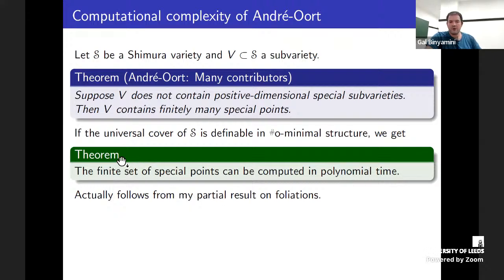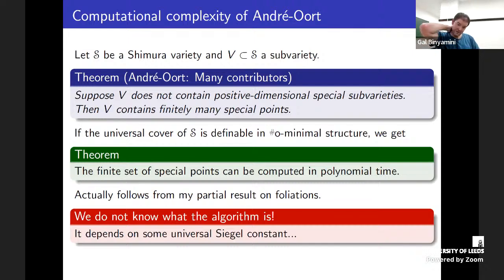This is a consequence of this conjecture, but actually it follows already from my partial results on foliations. Even though this result on foliations doesn't prove sharp o-minimality, if you look at what is needed in order to apply it in this context, it does prove what is needed. So this result on foliations, in each particular case, is general enough, but somehow it's not general enough to do the general theory.